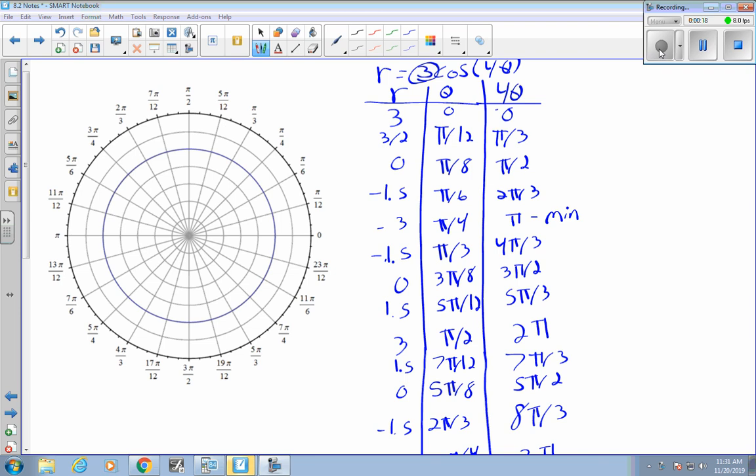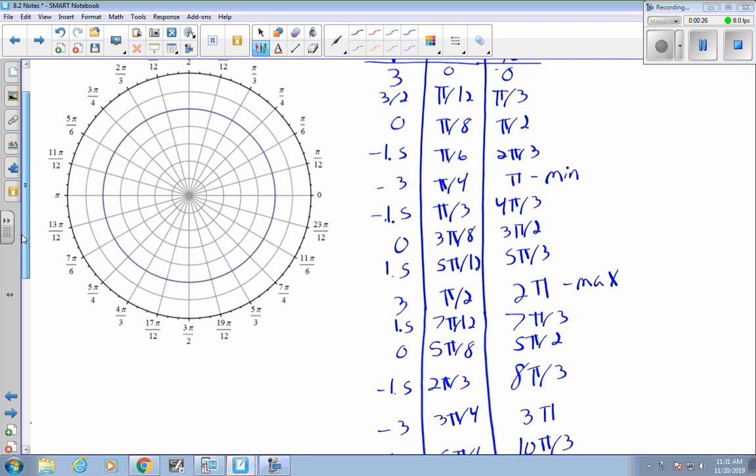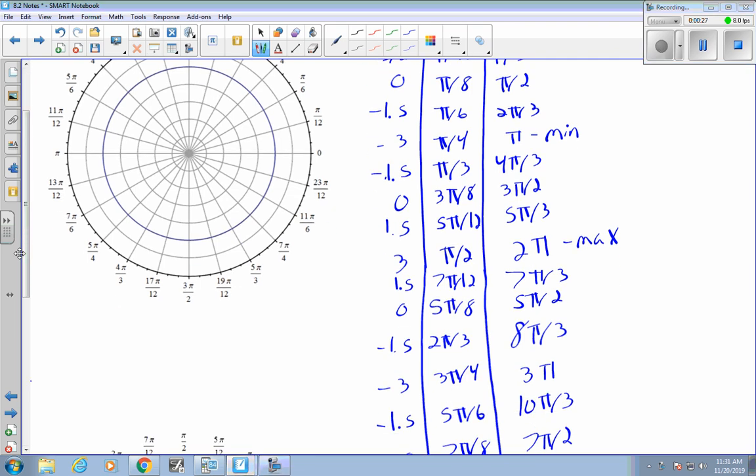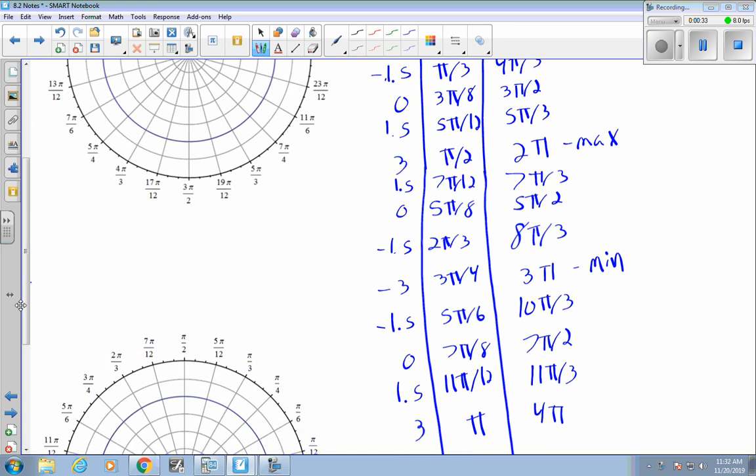And then I'm going to ascend all the way until I hit the maximum, which is 2 pi, counting by 1.5s here. I'm going to start descending again all the way until I get to 3 pi, which is a min. And I'm going to start ascending again until I get to 4 pi, which would be the max. As I said, the table, I don't really think those are that hard to do. Once you have the first two values, you're done, just by counting at that point.